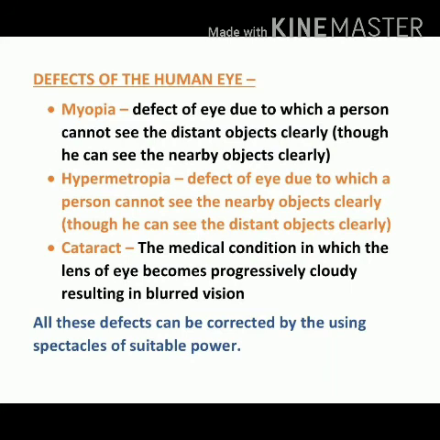See children, some persons cannot see distant objects clearly. Distant means far objects are not clearly visible to them. They are able to see nearby objects more clearly. So this defect is known as myopia. Myopia is the defect of the eye due to which a person cannot see distant objects clearly, though he is able to see nearby objects. Another defect is that some persons cannot see nearby objects clearly but are able to see distant ones, and this defect is known as hypermetropia.